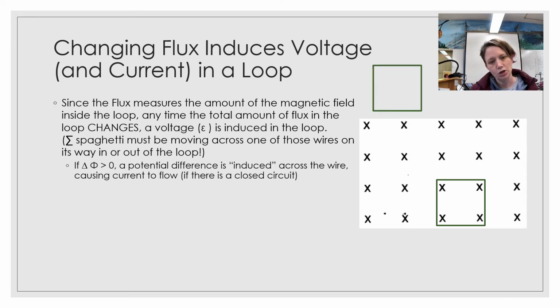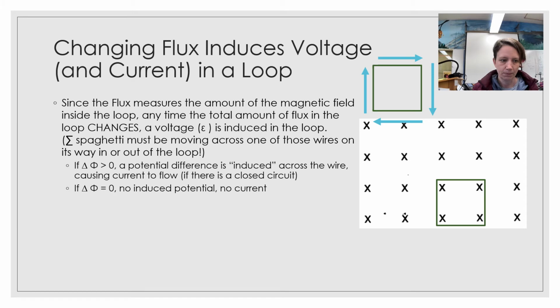So in the example shown, as that loop moves out of the field, the flux changes through the loop, and that is going to create current flowing through that loop. If the loop of wire is just moving around inside the field, or for some reason the flux is not changing, like for example that, we're not going to induce any net voltage in this circuit, and therefore there would be no current.